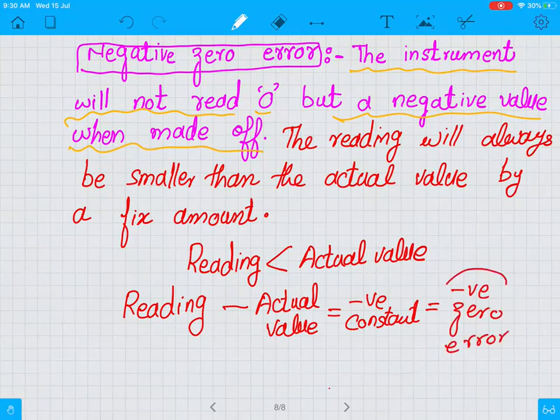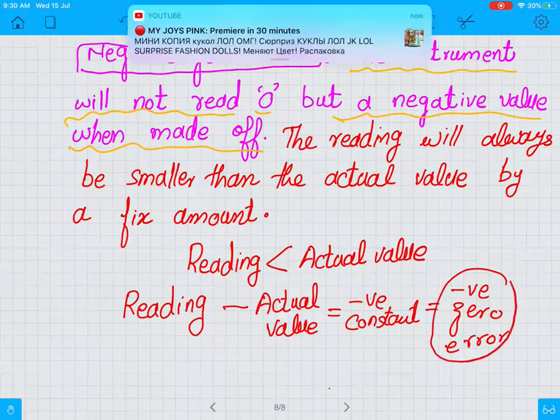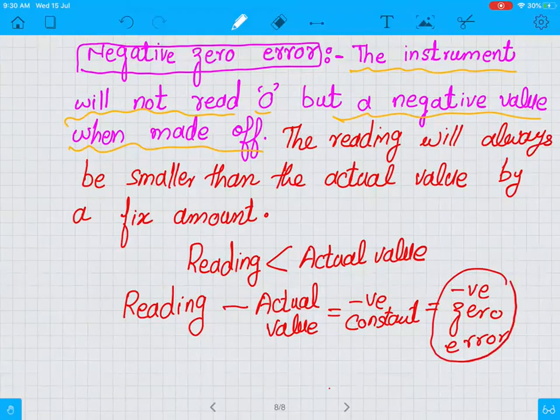Now we have to see how we will represent this positive zero error and this negative zero error on a calibration curve. This topic and CRO will be covered in the next class, inshallah, and then we'll start kinematics.